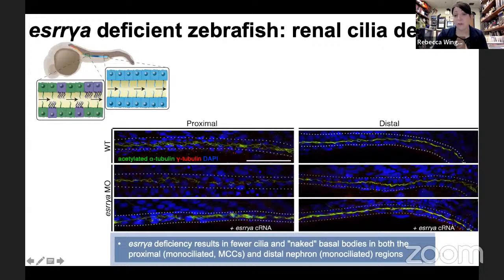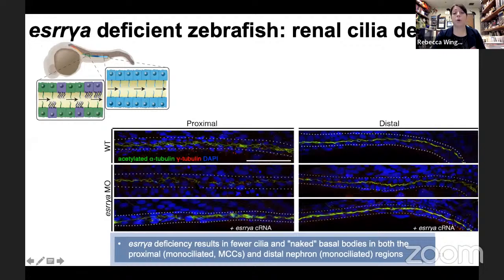But when she knocked down estrogen-related receptor gamma, there were many fewer cilia here, and they were actually shorter. She quantified that there was an increased number of basal bodies that did not have any cilia associated with them. And so there's a significant decrease in the amount of cilia in both of these locations.